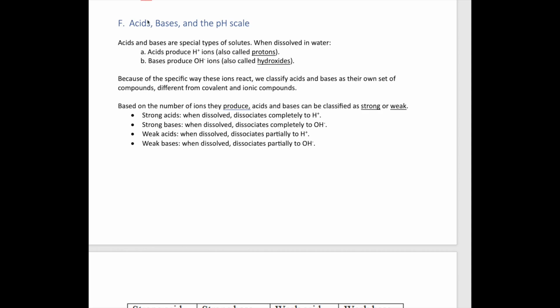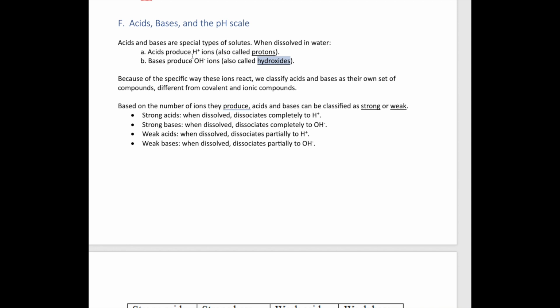So we were talking about this new group of solutes we call acids and bases. Acids are covalent compounds that, when you mix them with water, produce H+ ions. We call these ions protons. And then bases are compounds that produce hydroxide ions when dissolved in water. And we know that it's called hydroxide based on our study of the nomenclature of polyatomic ions some time ago.